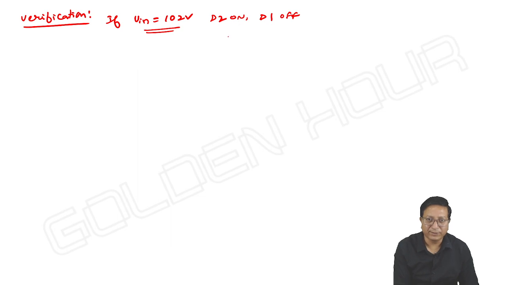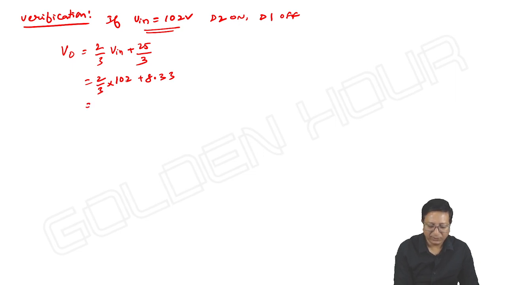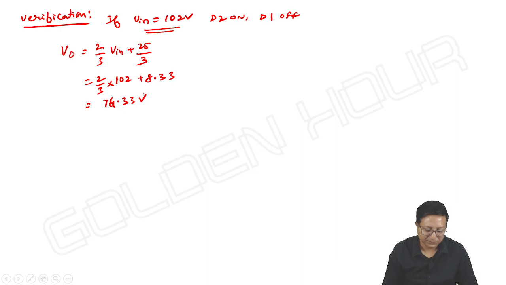So, if that is the case, what is the output? 2 by 3 V input plus 25 by 3. So 2 by 3 into 102 plus 8.33 something. How much do you get here? 3 4s 34, into 2, 68. 68 plus 8.33, 76.33 volts. Okay.